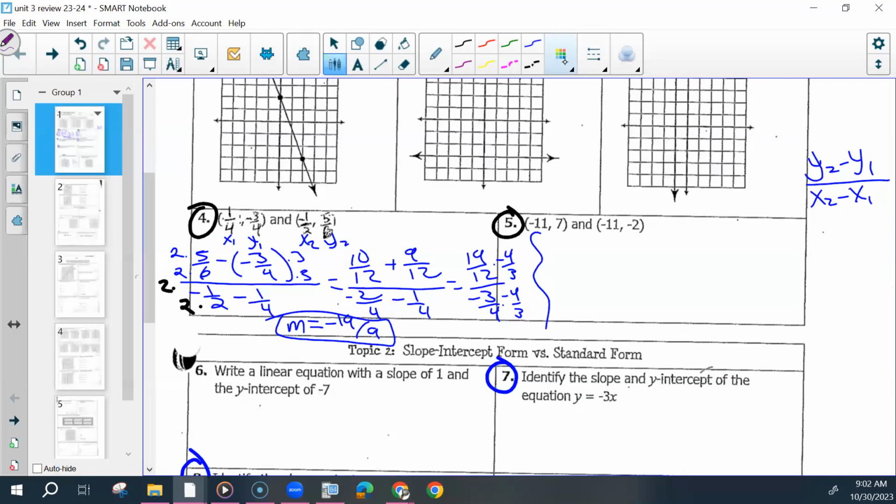Number 5 is similar but not in fraction form. I'm gonna label these, you don't need to do this, but if it helps you do that. So -2 minus 7 over -11 minus -11. Subtract across. So we get -9 over, what would this become?